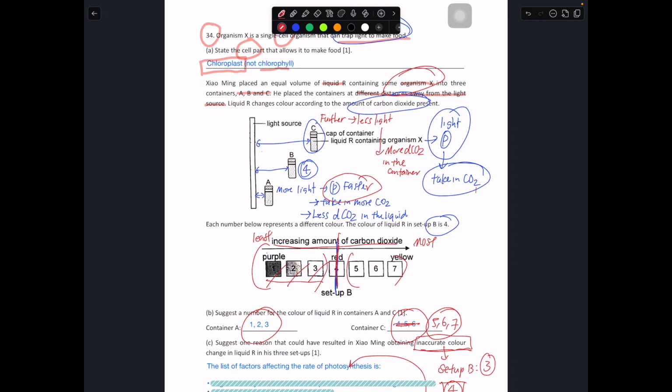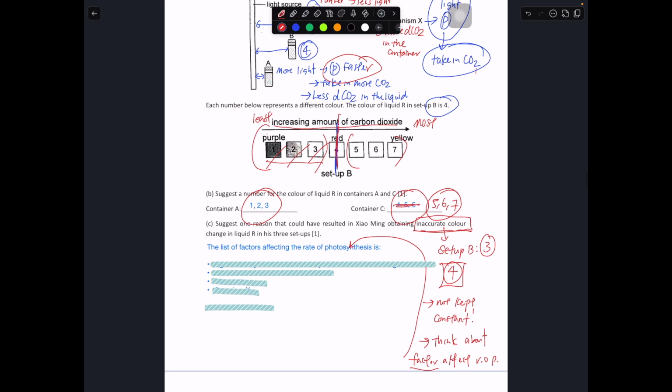They never say whether the amounts are equal in A, B, C, because A might have more than B. If A has more than B, then A might have photosynthesized even a bit more than B, and then it might have taken in a lot more carbon dioxide as compared to B. Okay? So what could be a possible answer? You think about it.